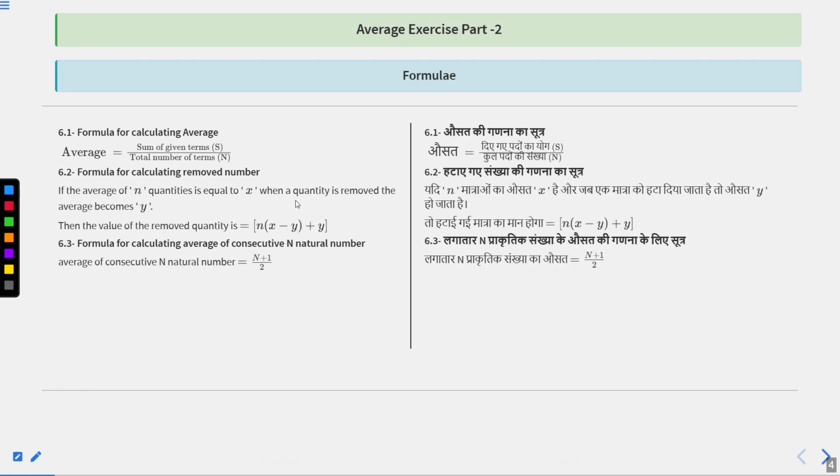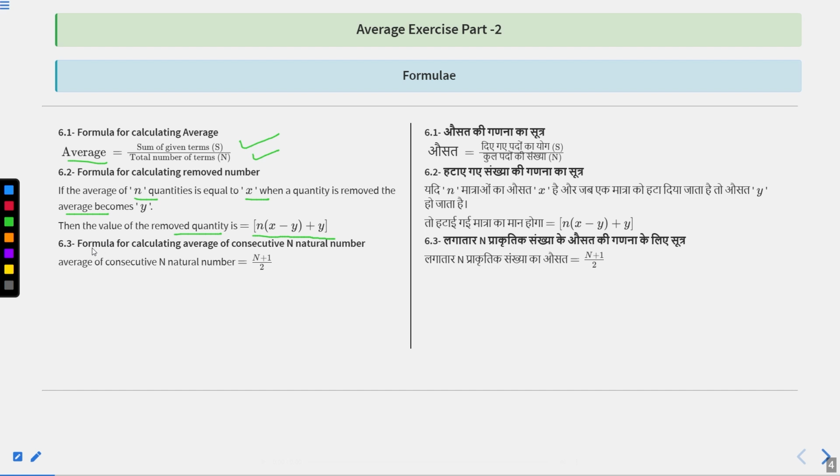Now first, let's see some formulas related to average which are used in this deck. The first formula of average: average is the sum of the given terms upon the total number of terms. Clear? The next formula: if the average of n quantities is x, and when a quantity is removed the average becomes y, then the value of the removed quantity we can easily calculate directly. The formula will become n into (x minus y) plus y. So we get the value of the removed quantity.